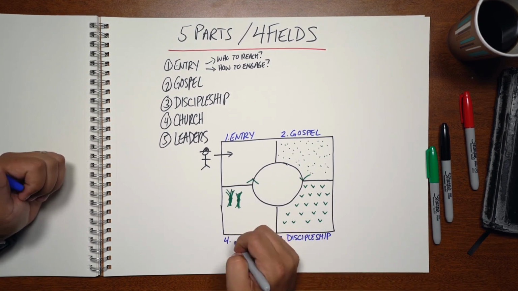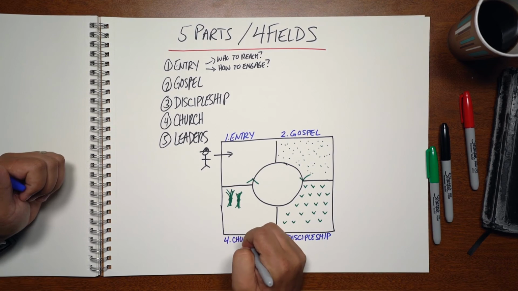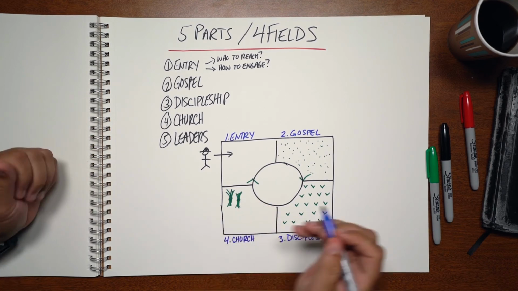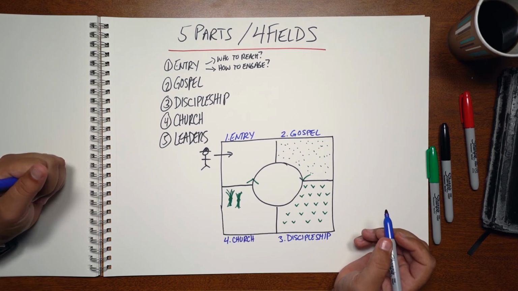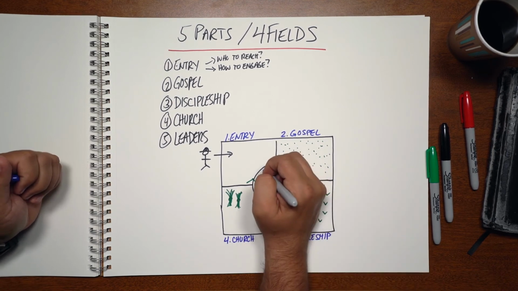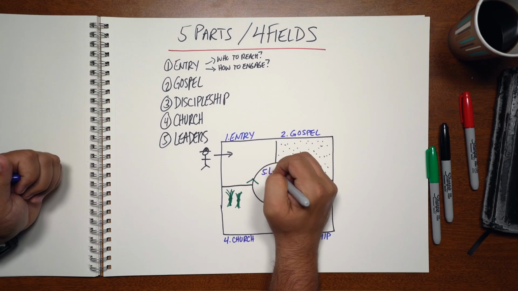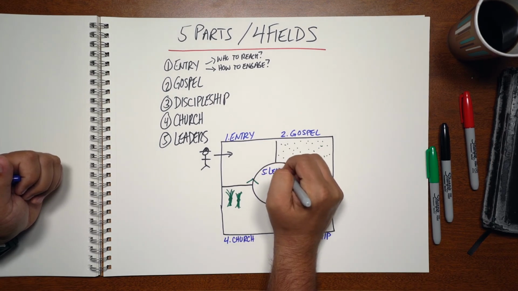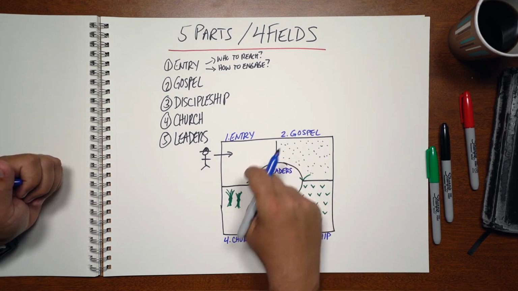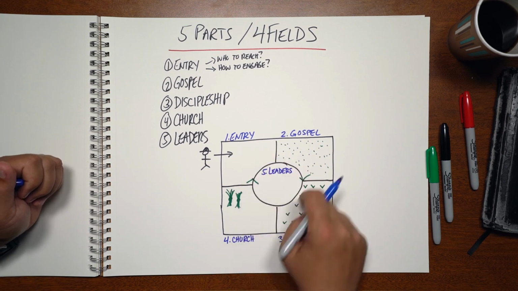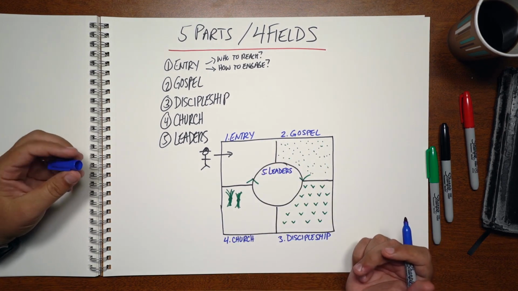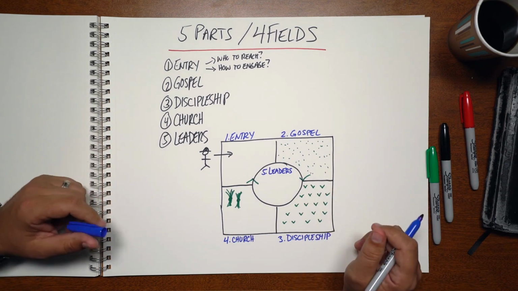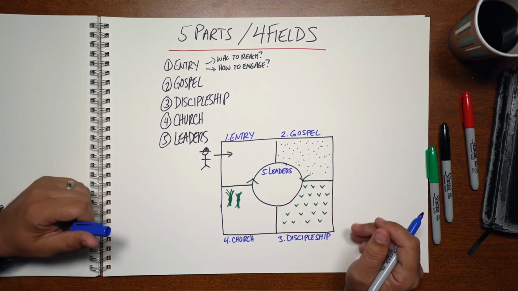The 4th field, the harvest field, is church. How do we gather them together into a biblical community the Bible calls church so they can be everything God's called them to be? And then this middle portion is leaders. This is how we would see this whole thing reproduce downstream, by identifying and raising up leaders. So go ahead and practice that 4 fields illustration with those 5 parts in there.